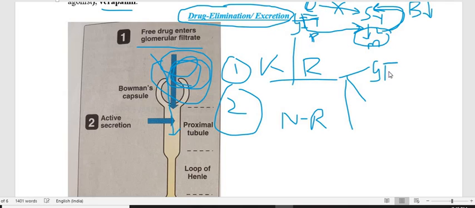Through glomerular filtration, about 20% of the drug is excreted out through the urine, and about 80% of the drug is excreted by the other two processes that we are going to discuss. Of these two, the second is where the majority of the drug is excreted. So under glomerular filtration, the drug passes through the glomerulus and gets filtered into the tubular lumen.